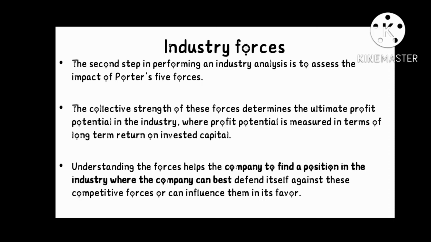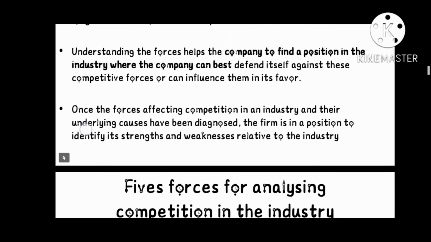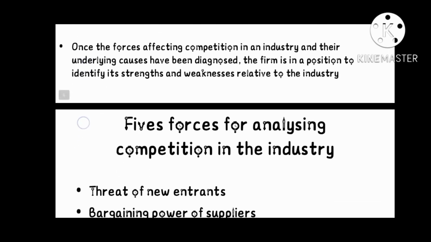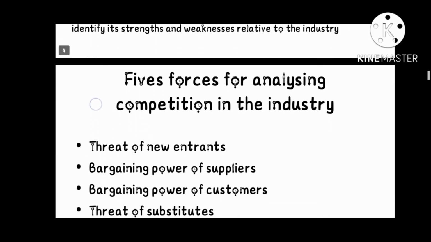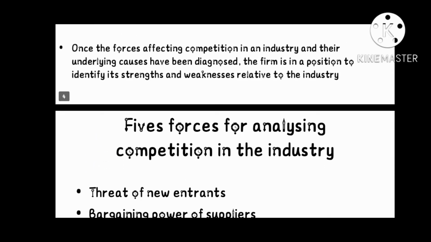Sometimes you don't need to just defend yourself from these forces, but maybe you can turn them into opportunities and use them in your favor. Once the forces affecting competition in the industry and their underlying causes have been diagnosed, and you've identified these causes, the firm is in a position to identify its strengths and weaknesses relative to the industry. So if you analyze these forces and find out the issue was an internal issue, you go deep down and realize it was actually just a company weakness. So you're able to find out the company strengths and the company weaknesses through evaluating these 5 forces.